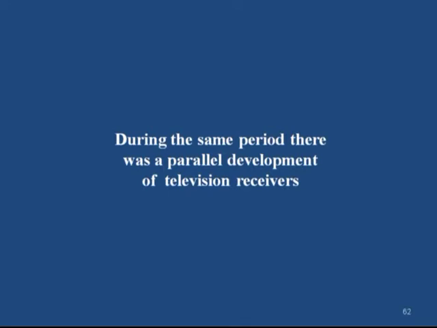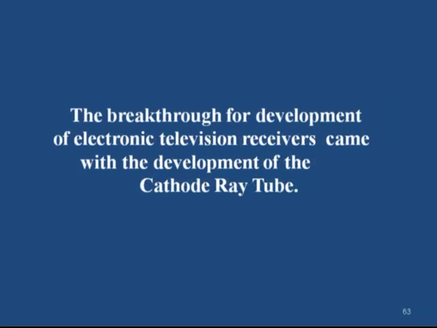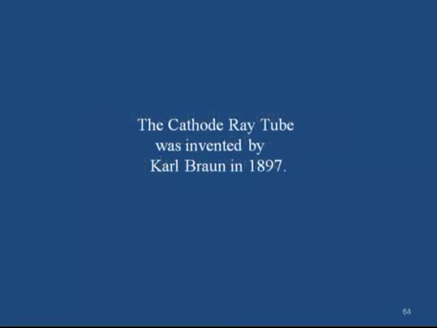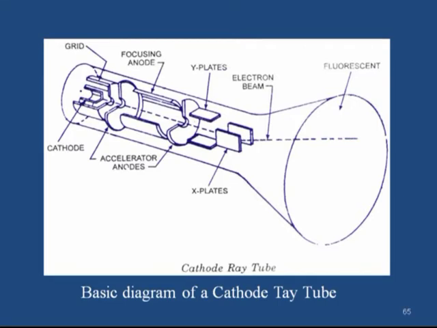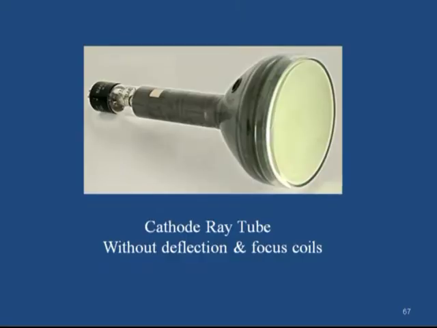Now, during the same period, there was a parallel development of television receivers. The breakthrough for development of television receivers came with the development of the cathode ray tube. The cathode ray tube was invented by Carl Braun in 1897. Now, this was one of the earliest, a schematic diagram of an early electrostatic deflection cathode ray tube, without deflection and focus coils, which would work around the neck over here.